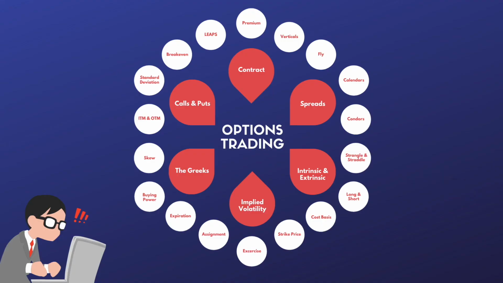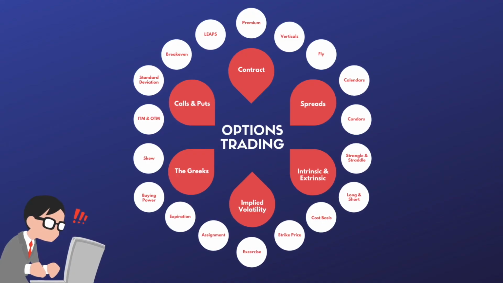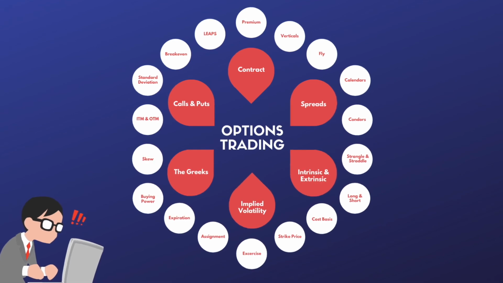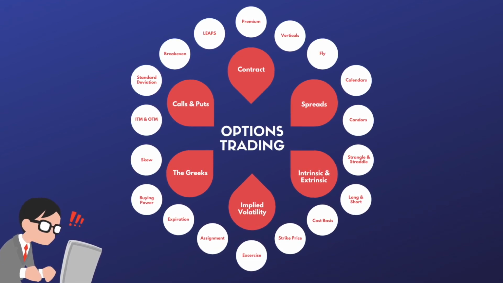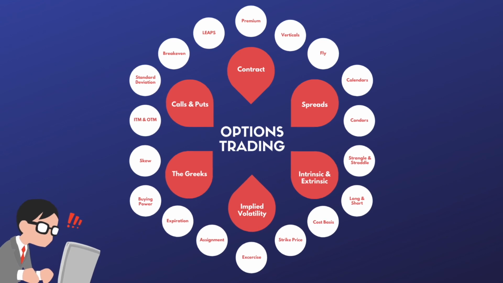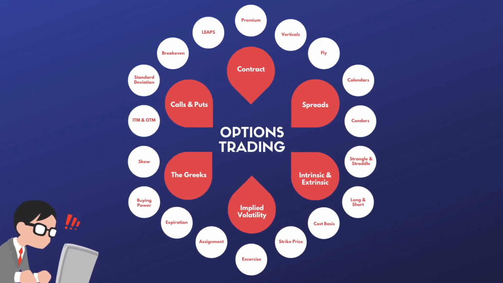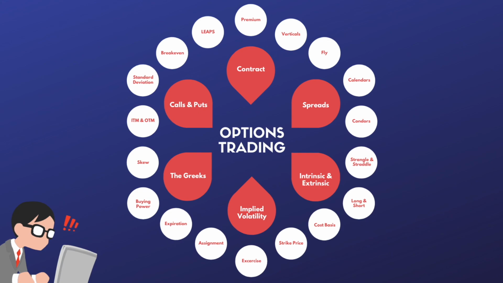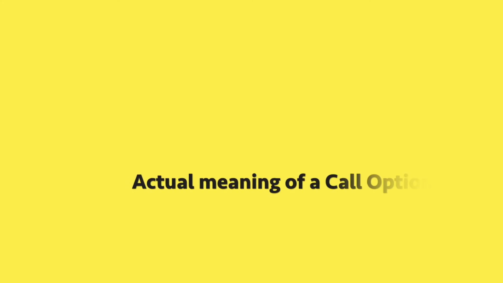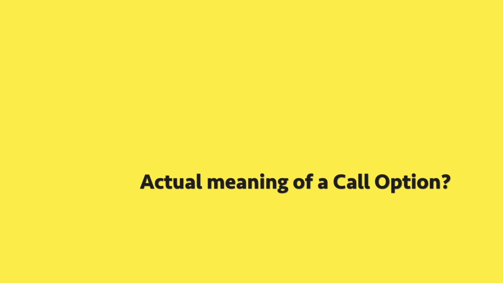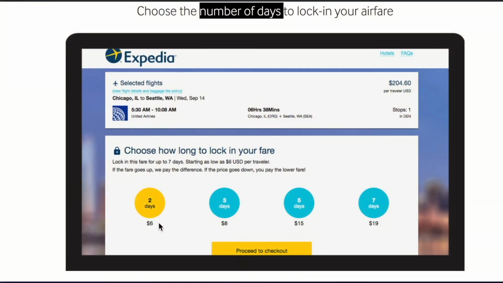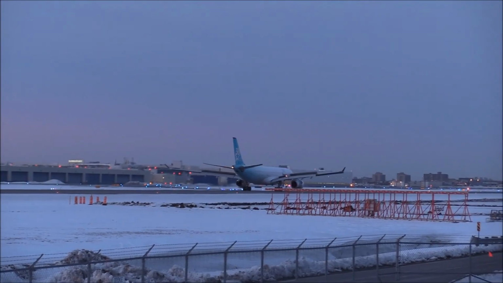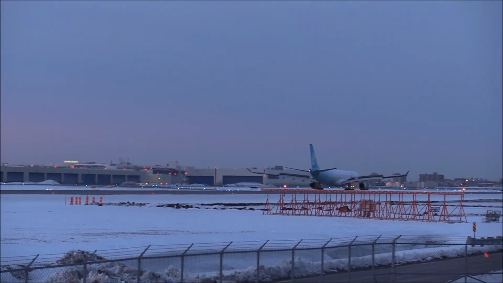What you're looking at here is a list of topics that I believe every trader should have knowledge on, and that is what I hope to cover in my course. Today we quickly looked at a few things like strike price, expiration, and there is so much more that I'm going to cover in the future videos. The actual meaning of a call option is the right to buy or sell 100 shares of the stock. And that is what I'm going to cover in my next episode using an example from the airline industry called price locks.